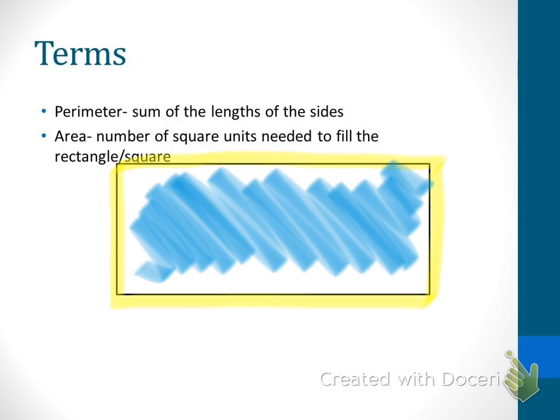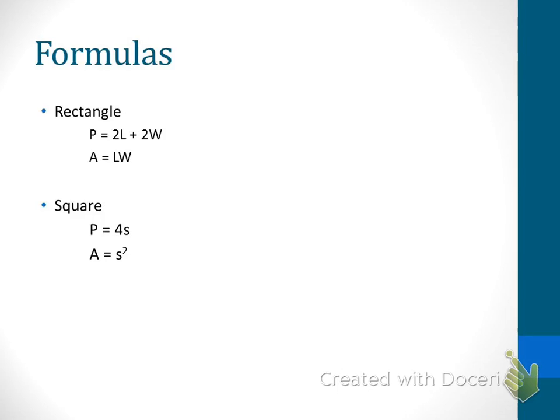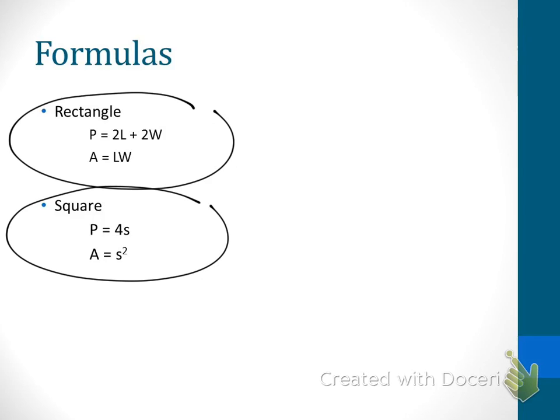You don't necessarily have to write that on your notes, but you need to know the difference between perimeter and area. Perimeter is distance around the figure. The area is the amount that it takes to actually fill up the figure. All right, so in example 1 and 2, we're going to use formulas to solve. So you need to know the formulas to find the perimeter and area of a rectangle, and the formulas to find the perimeter and area of a square.